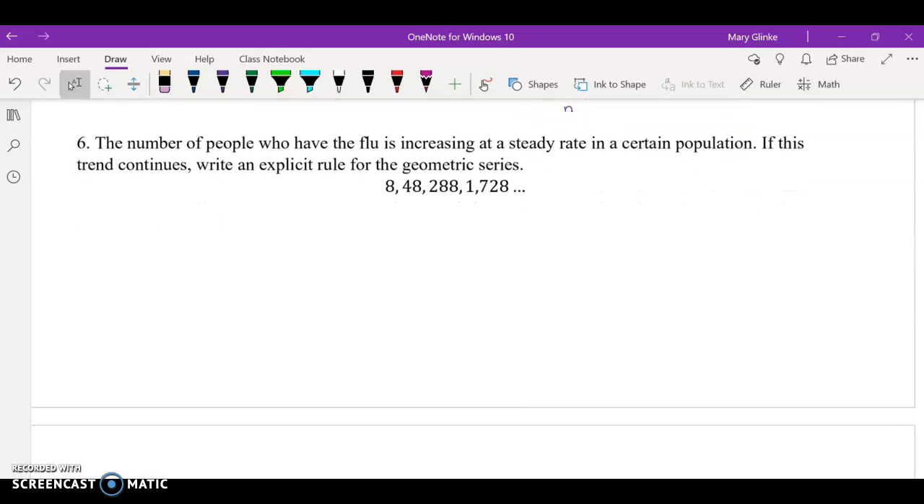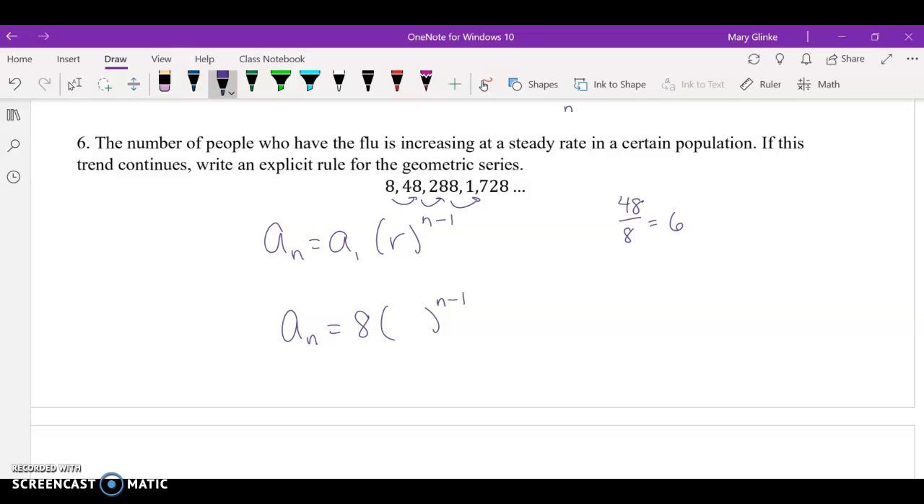So now we have an example of people who have the flu. It's 8 people and 48, 288, and so forth. This is a geometric series. What we want to do is write our rule. So our rule, we need to know our first term and our common ratio. Our first term is just 8. So all we need to know is what we are doing to get to the next term. If we take 48 divided by 8, we get a common ratio of 6. And you can test this if you want by plugging in the fourth term. If you plug in 4 up here for n, you should get 1,728 back out.